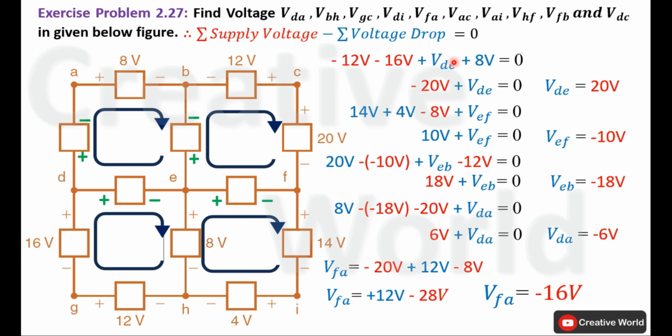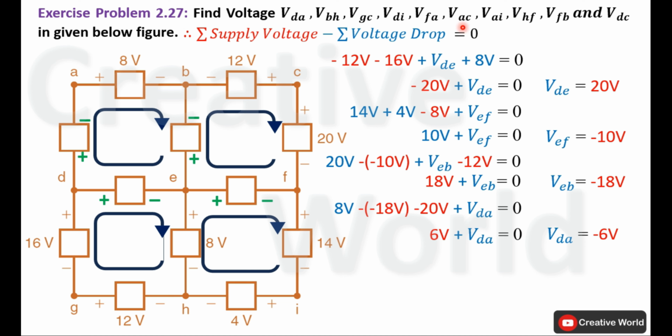Move to next value VAC. Points A and C inside the circuit are here, A and C. So we will adopt shortest path for the calculation of VAC. We will start from here. Current entering terminal is positive, so 8 volt will be taken with positive sign. For next element, 12 volt will be taken with minus sign because current entering terminal is negative. Now subtract 8 volt from 12 volt, it will become minus 4 volt.